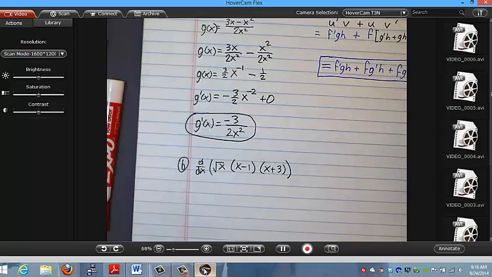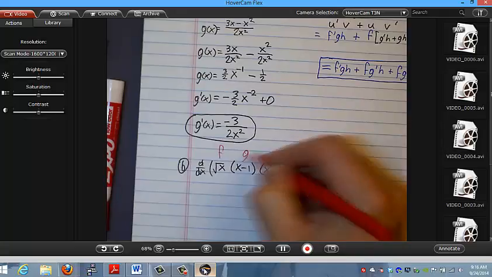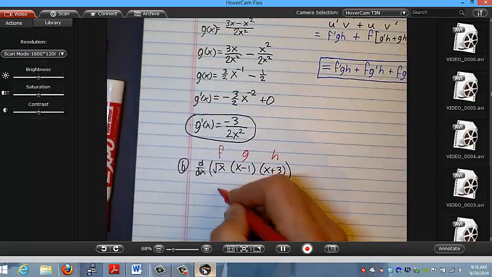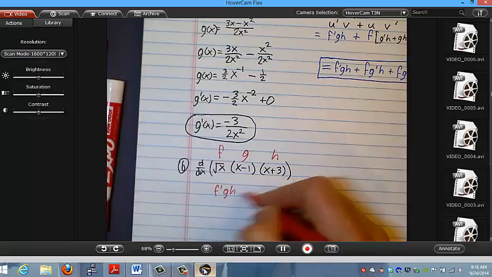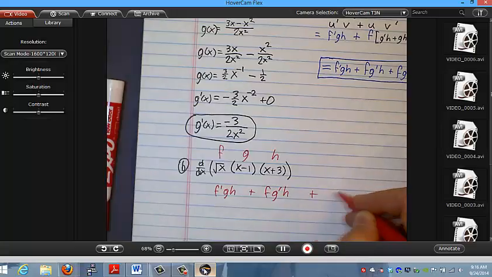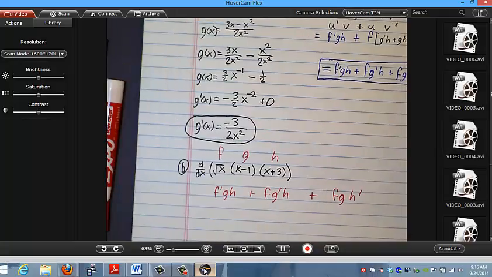So again, the idea, if I call these things f, g, and h, is what I have to do is take the derivative of f times gh, and then take the derivative of g and multiply by f and h, and then f times g times h prime. That's the idea. That's what I proved in part A. So let's see what we get.